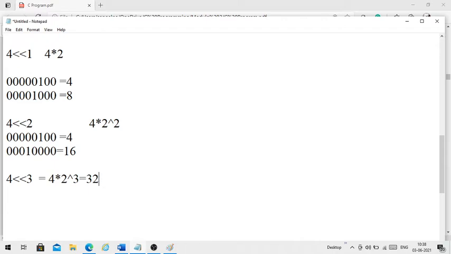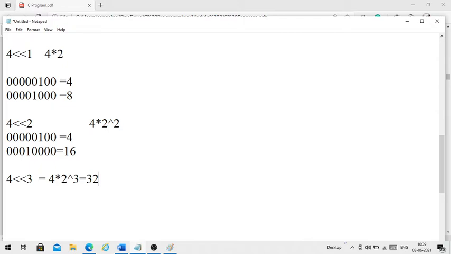So left shift is actually a multiplication by a power of 2. If you want to perform a multiplication by a power of 2, finding the power is very difficult and a time-consuming process. Instead of that, we will simply convert the number to binary, and it will automatically be shifted 3 times. I will get the corresponding power.